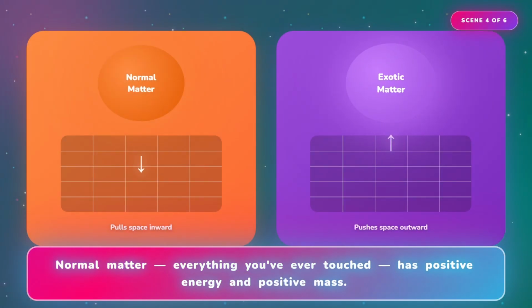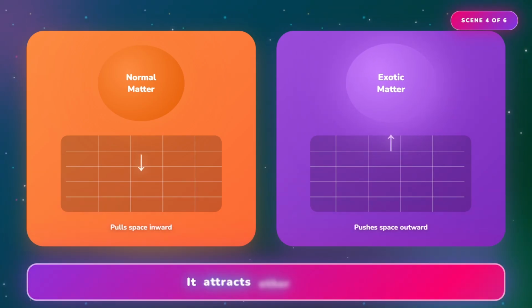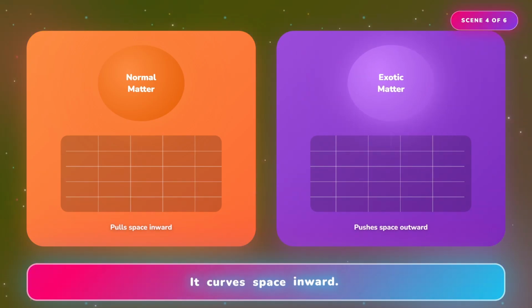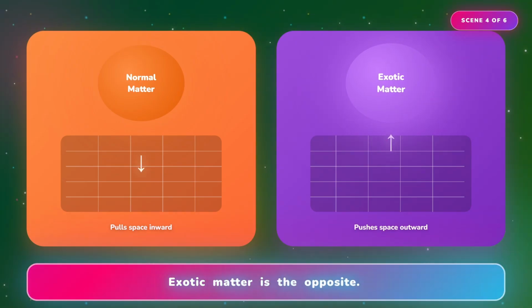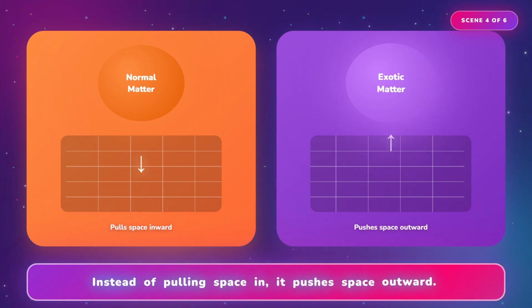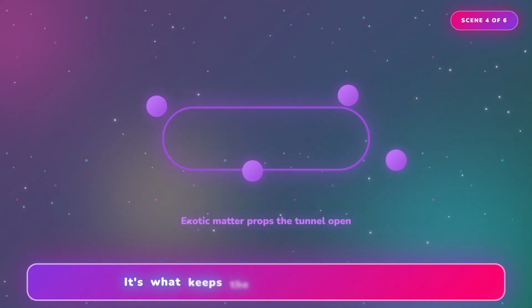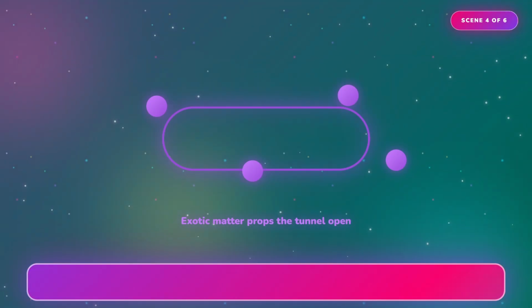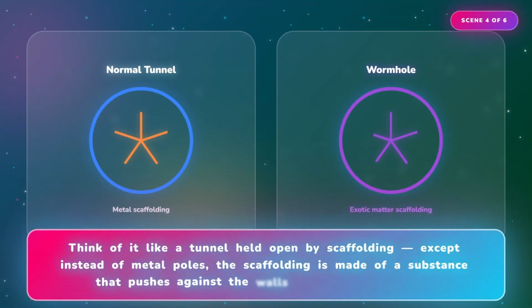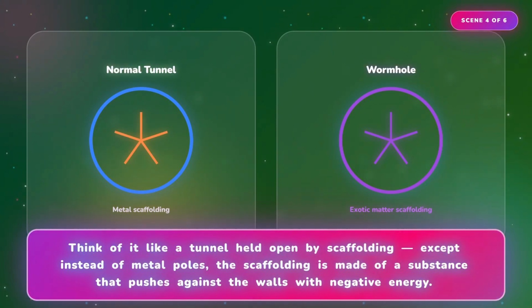Normal matter, everything you've ever touched, has positive energy and positive mass. It attracts other matter. It curves space inward. Exotic matter is the opposite. It has negative energy. Instead of pulling space in, it pushes space outward. This outward push is exactly what a wormhole needs. It's what keeps the tunnel from collapsing. Think of it like a tunnel held open by scaffolding, except instead of metal poles, the scaffolding is made of a substance that pushes against the walls with negative energy.